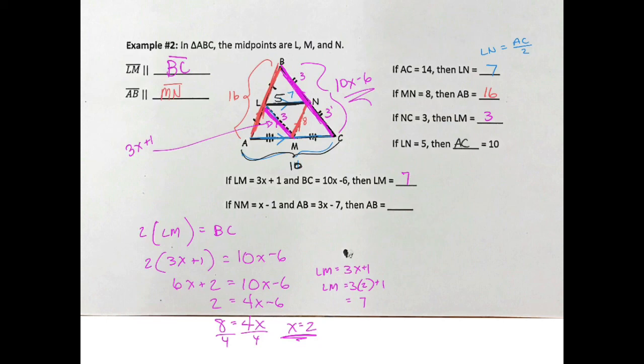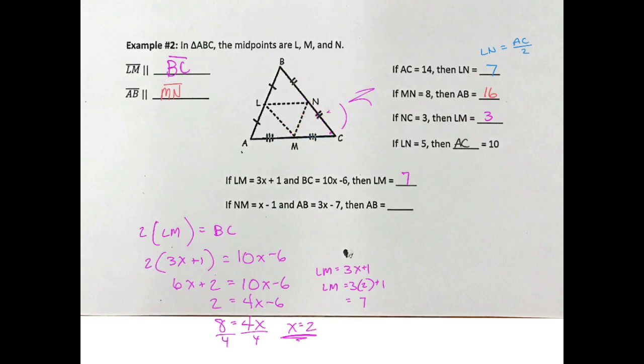This one's probably going to be similar. NM is x minus 1. I'm going to get rid of a lot of this mess. Goodbye, mess. Too much going on there. NM is x minus 1. So this segment is x minus 1. AB, so this segment that runs parallel to it, is 3x minus 7.